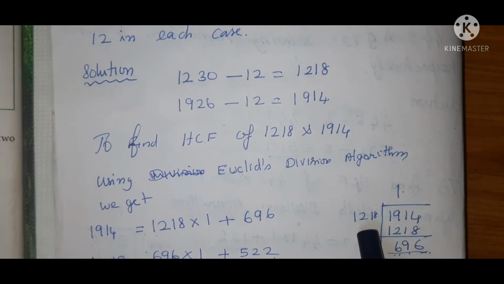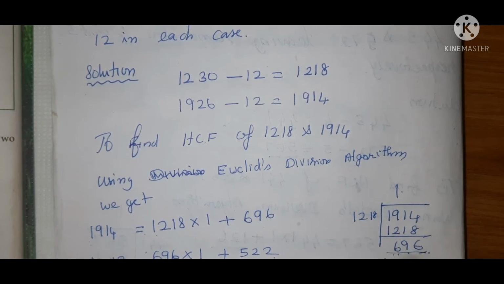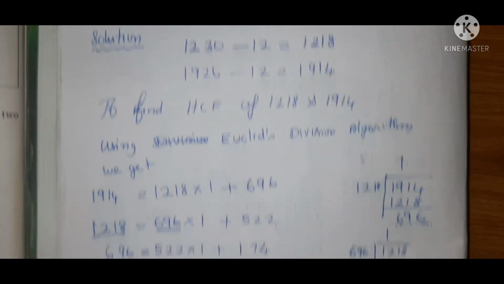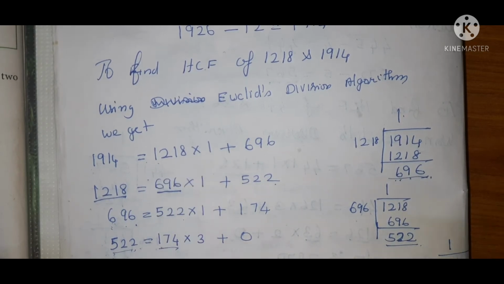1914 is divided by 1218 one time. 1914 minus 1218, we get the remainder 696. The remainder is not 0, so 1218 is not the HCF.